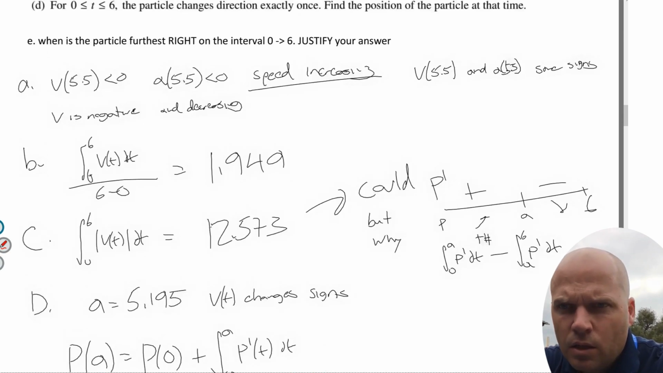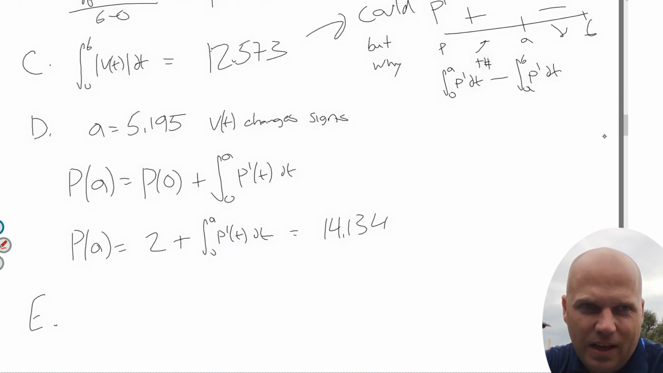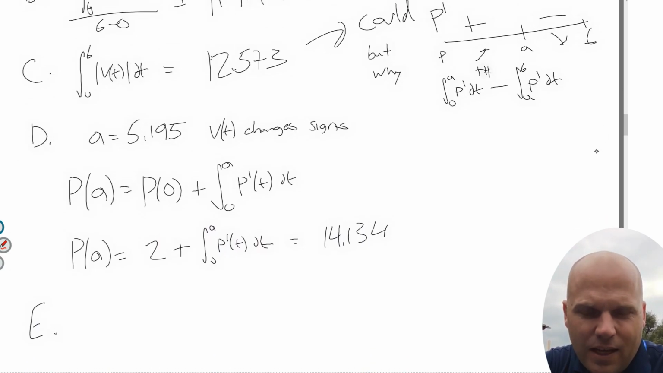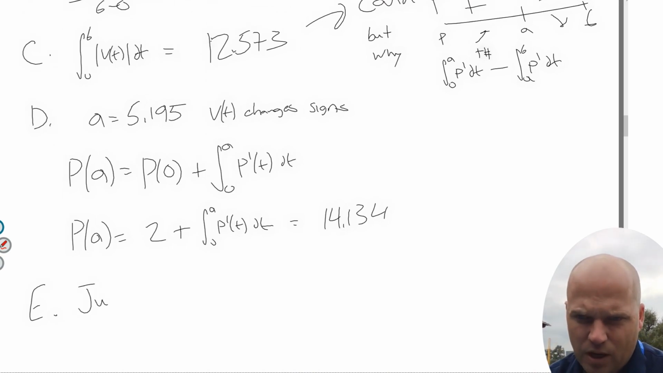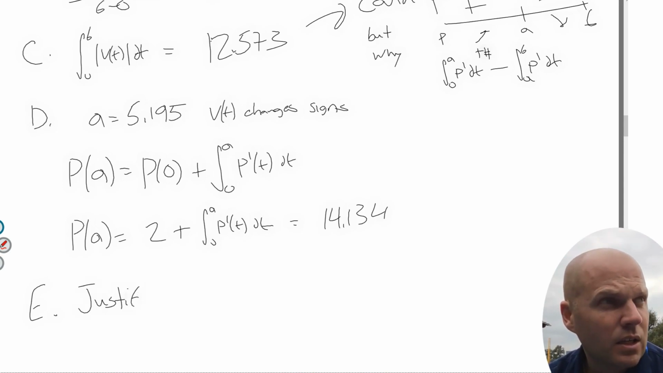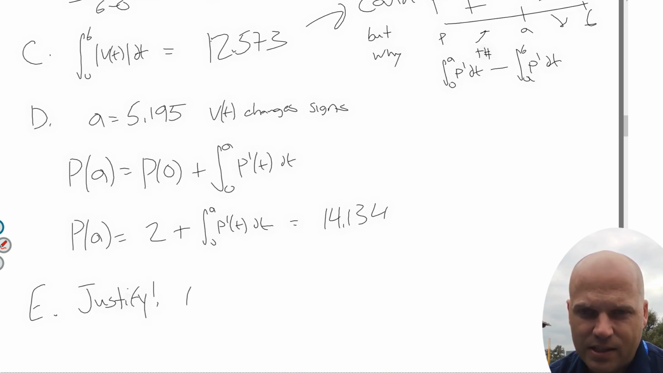E. Find when the particle is furthest right and justify your answer. Okay. Now, guys, the justification is the important part. I will be strict about justification. If you're doing anything in preparation for your tests, it's obviously redoing a lot of problems, but it's also making sure you understand justifications. Here's what I always say: furthest right, you're finding a max.